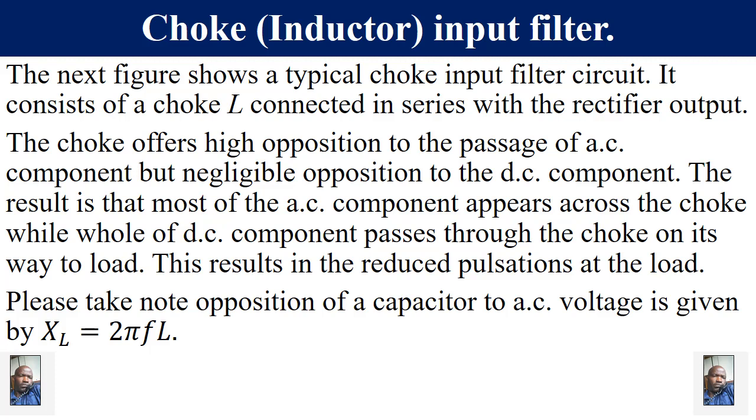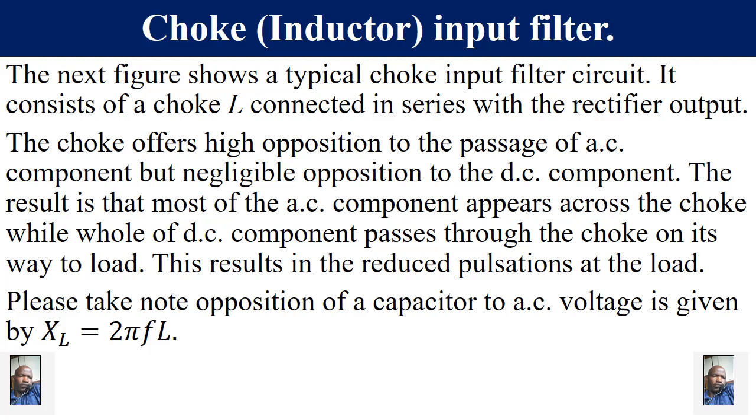Why? Because when you are talking of AC components, we are talking of frequency. And when you are talking of frequency, please take note of that formula at the bottom. It's saying XL is equal to 2 pi FL, which means as we are increasing frequency, we are also increasing the opposition of an inductor to AC components. Hence the statement, a choke offers high opposition to passage of AC, but negligible opposition to DC components. So we are saying a series inductor allows DC to pass through but blocks AC components.